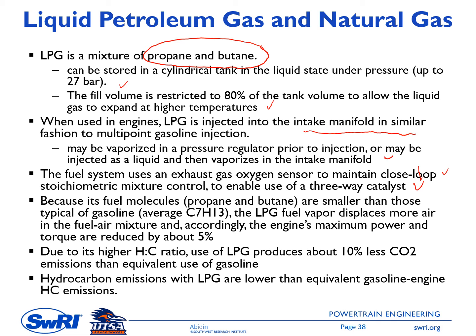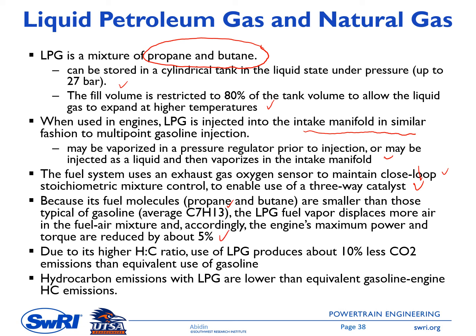And then because its fuel molecules, in this case propane and butane, are smaller than those typical of gasoline, you know that the molecular weight of propane and butane is much smaller than gasoline. So gasoline can be represented by this one, C7H13. So the LPG fuel vapor displaces more air in the fuel-air mixture, and accordingly the engine maximum power and torque are reduced by about 5%.